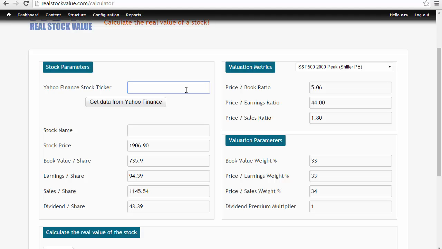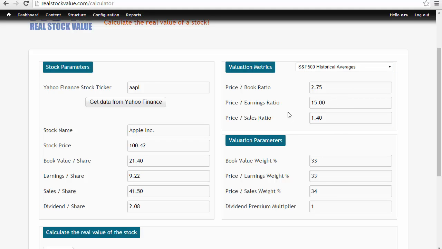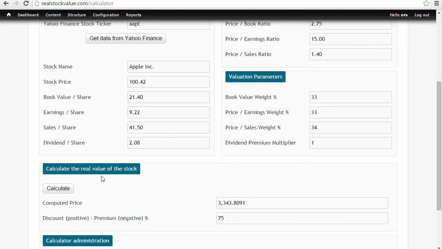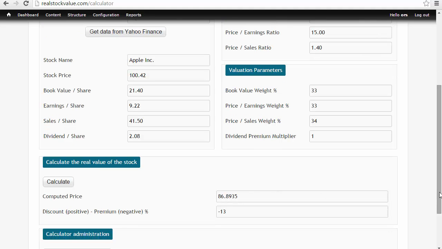Now I can use the same tool to find out if a given stock is undervalued or overvalued. Let's take the example of Apple. We just write in the Yahoo Finance ticker name, get the data from Yahoo Finance, select the metrics that we would like to use, and press calculate. We can see that based on historical averages, the Apple stock price should be $86, and there's a premium of 13%.